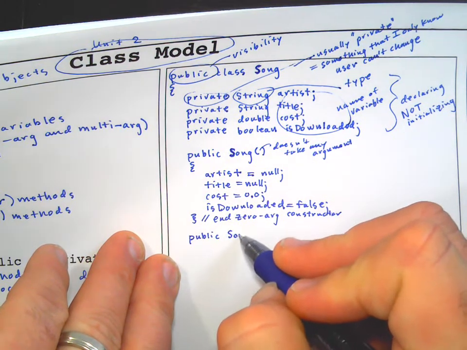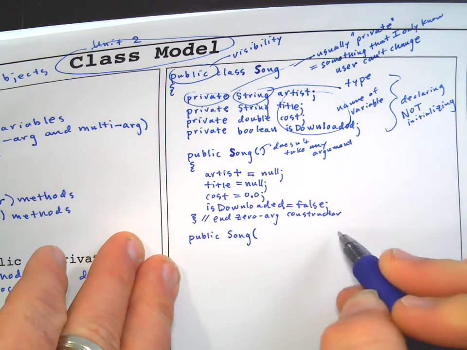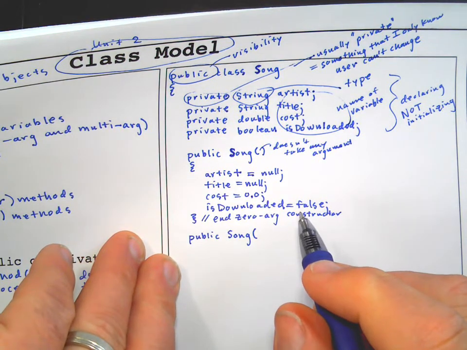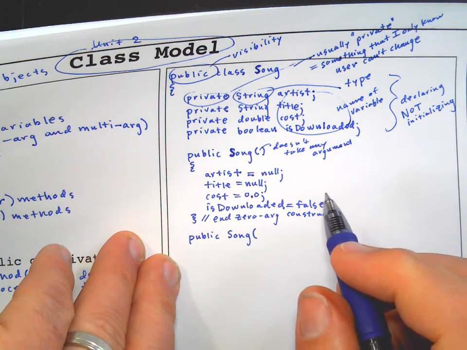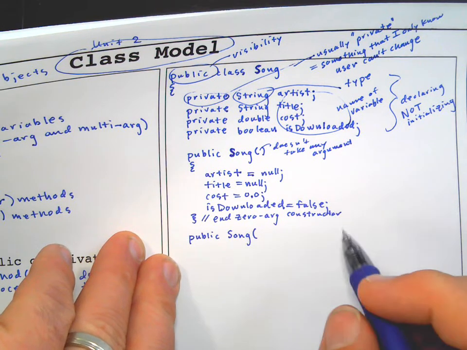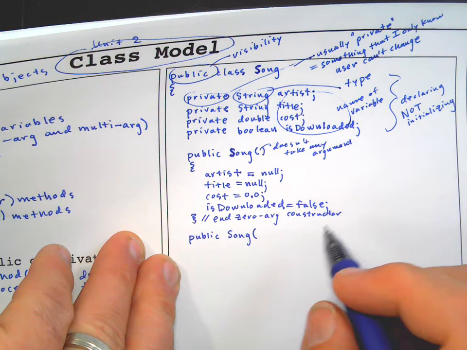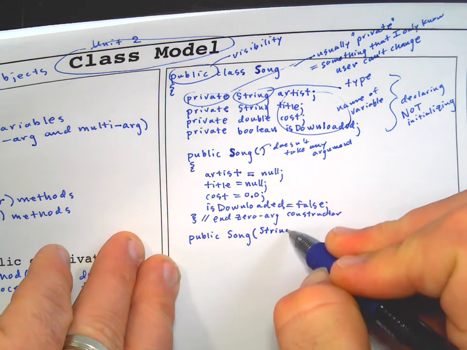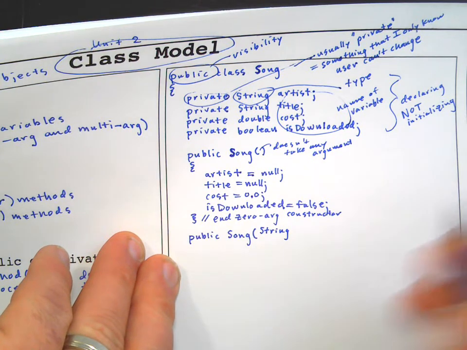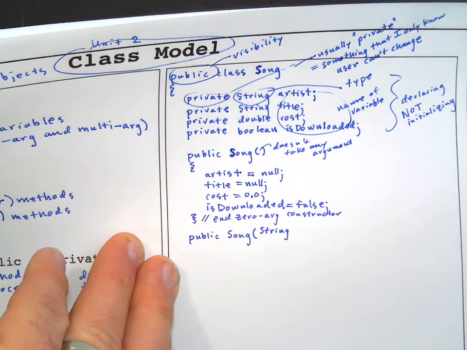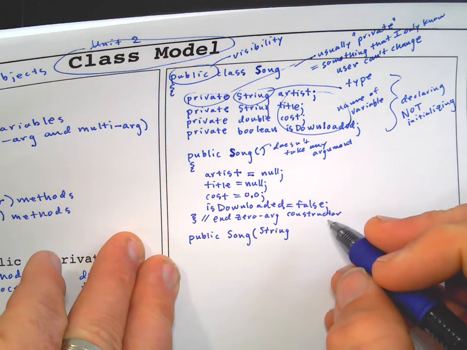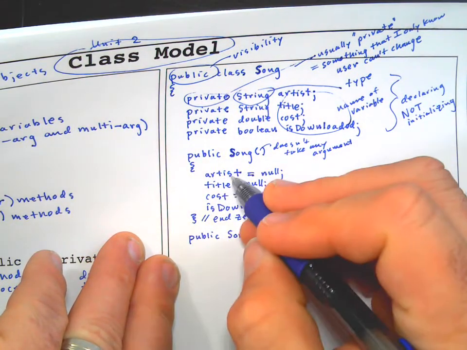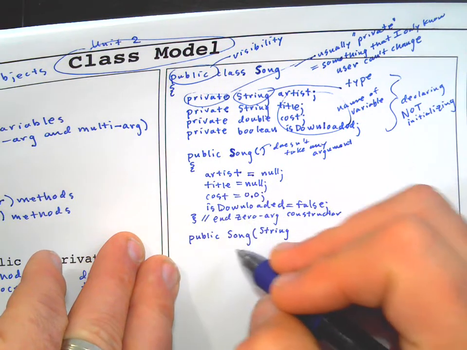It's public Song, but here I'm going to list the arguments that I want to get from the user, and the order matters and the type of things matter. If you give the wrong type in the wrong order, it won't work. So you need to state what type of thing you're expecting, and then you need to give it a temporary name that's only going to exist inside the constructor. So a lot of times I like to just give it a name that matches what I need: an artist, title, cost, and is downloaded to make this song.